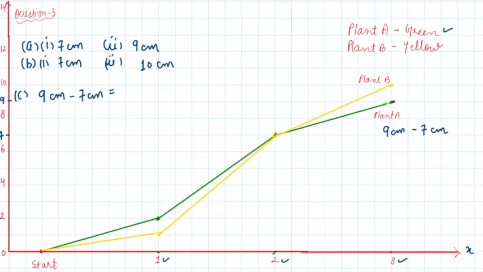Okay, this is corresponding to this height. If you go, this is your 9 centimeter and this was 7. So it has grown 2 centimeter.